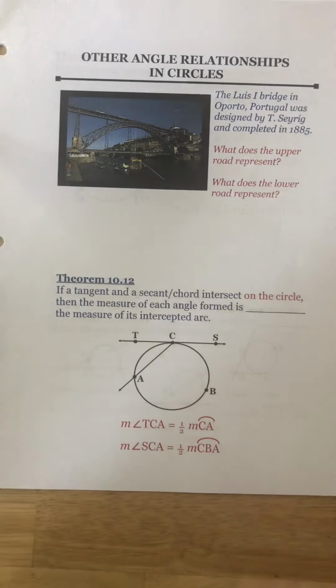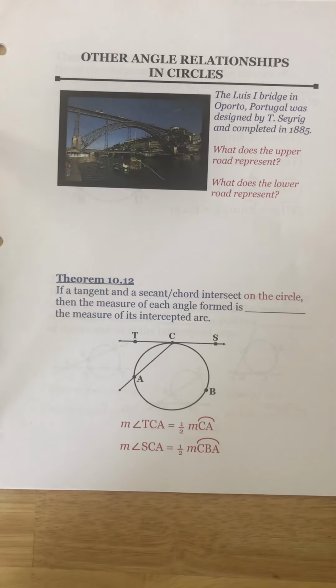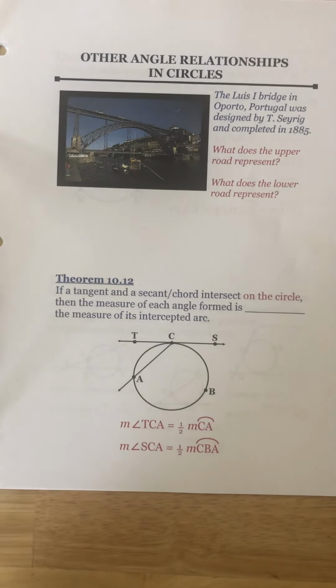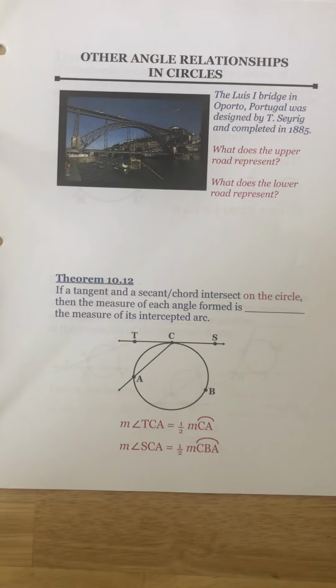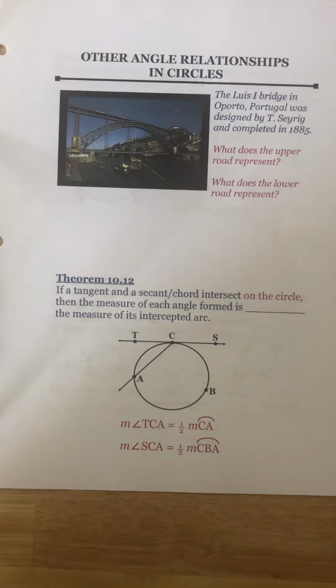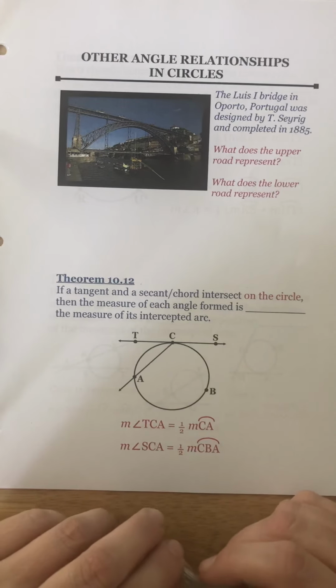fishing. So today we're talking about section 10.4. We're going to be learning about some angle relationships that are formed in circles by some very specific lines. First thing we're going to do is take a look at the picture. Maybe not the clearest picture, but it is a picture of a bridge that's in Portugal.